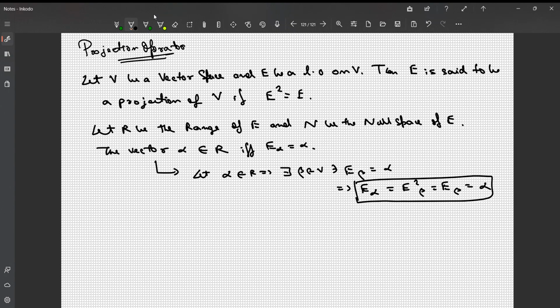And the other way around is obvious. Because if E of alpha is alpha, then alpha is the image of alpha under the linear operator E, and so it happens to be in the range of E. Right? Is it clear?